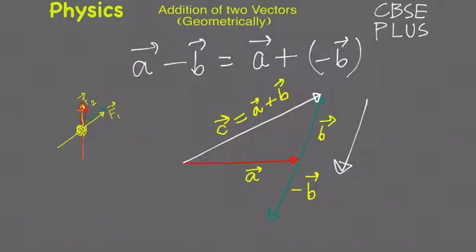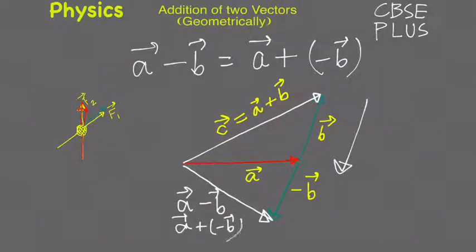And now the resultant vector can be found very easily. That is from the tail of the first vector to the head of the second vector, which is A minus B or A plus minus B. And this way we can find the subtraction of two vectors.